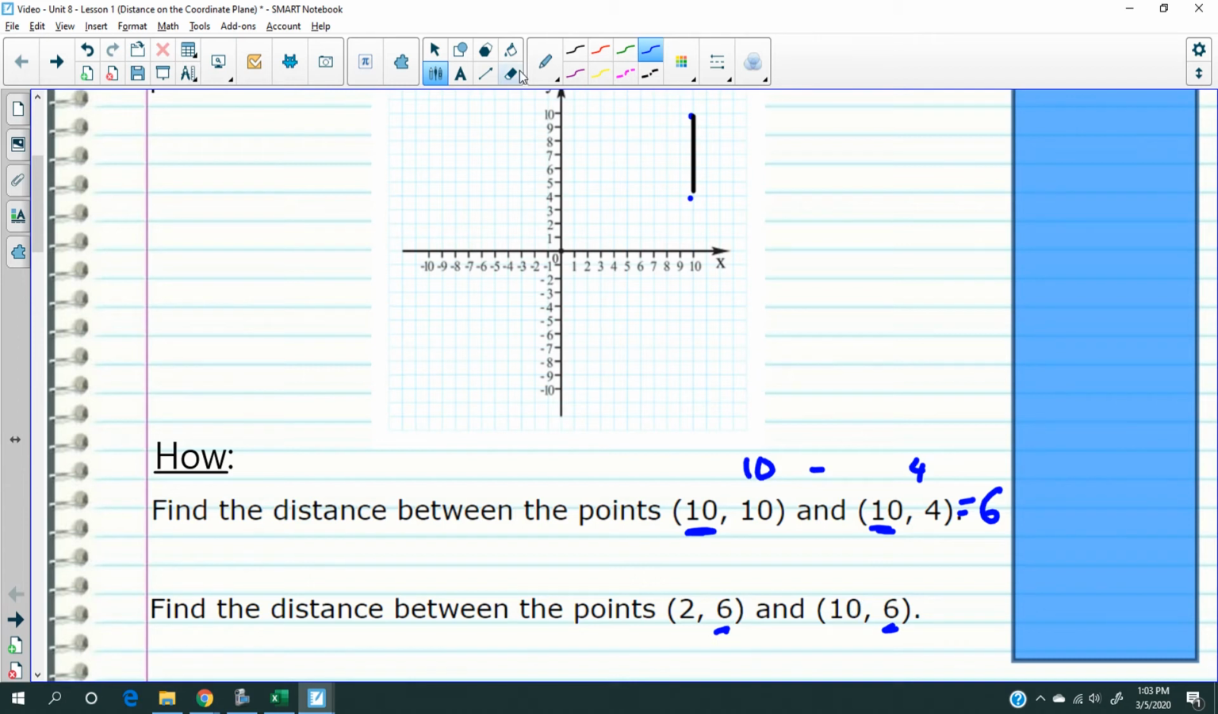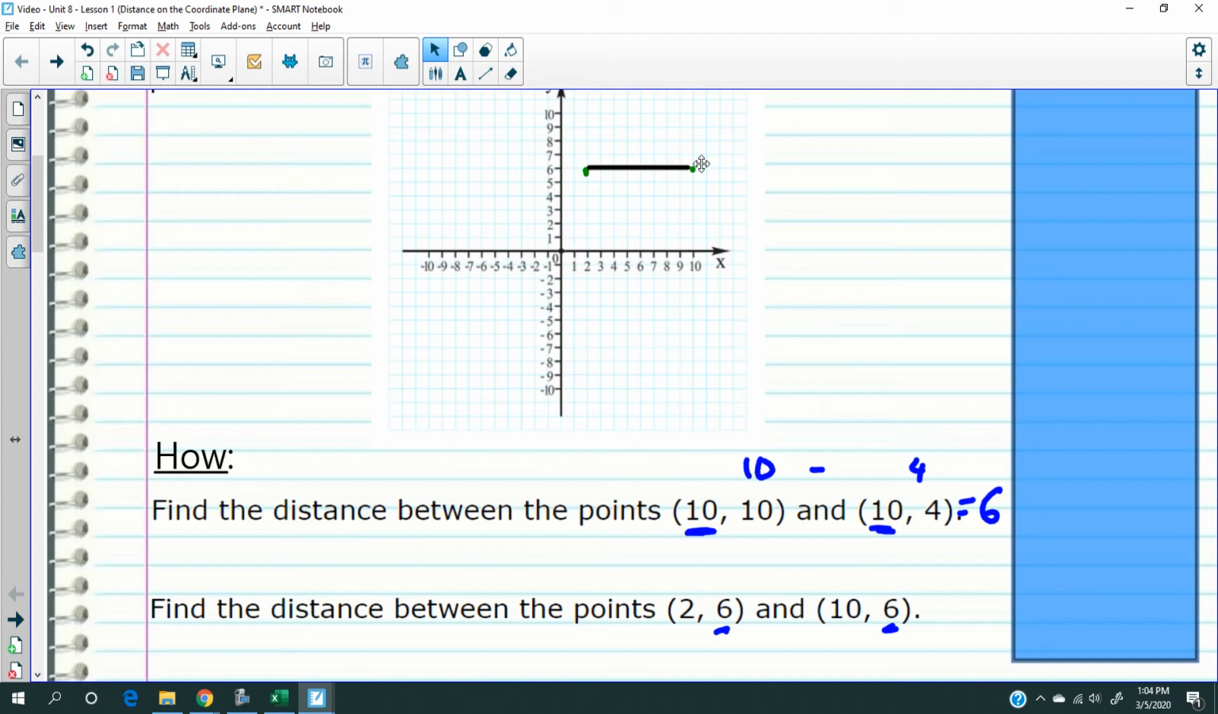Likewise, since the 6 and 6 are the same, let me use a different color. Let's use green. So if I have 2, 6, which is right here, and 10, 6, which is right here, you form another line. Let me erase this one first. Let me plot the other point again. So 10, 6, and I have a line here. Notice, a perfectly flat line when the y values are the same.